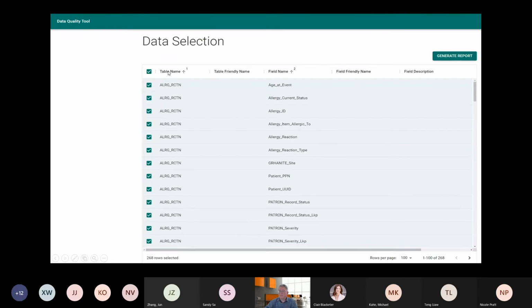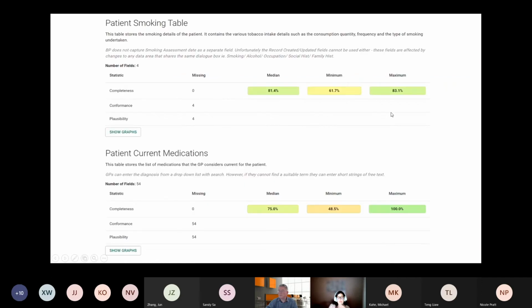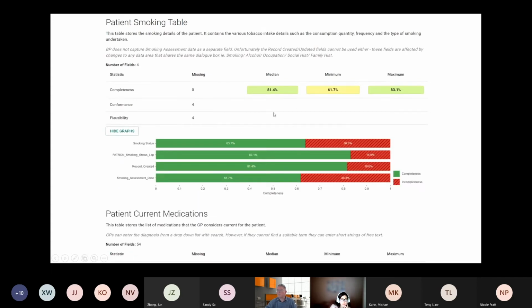So basically, within the tool, once you've uploaded your results, you can then visualize them. You can further narrow down the information you want in your report and then hit generate. And then it starts to show the data for each table. And you can see some of the metadata that's in here. So this one, patient smoking table, saying BP does not capture smoking assessment date. It's a separate field, and it's telling us other things. In the interest of time, I'll just move on quickly and finish this up.